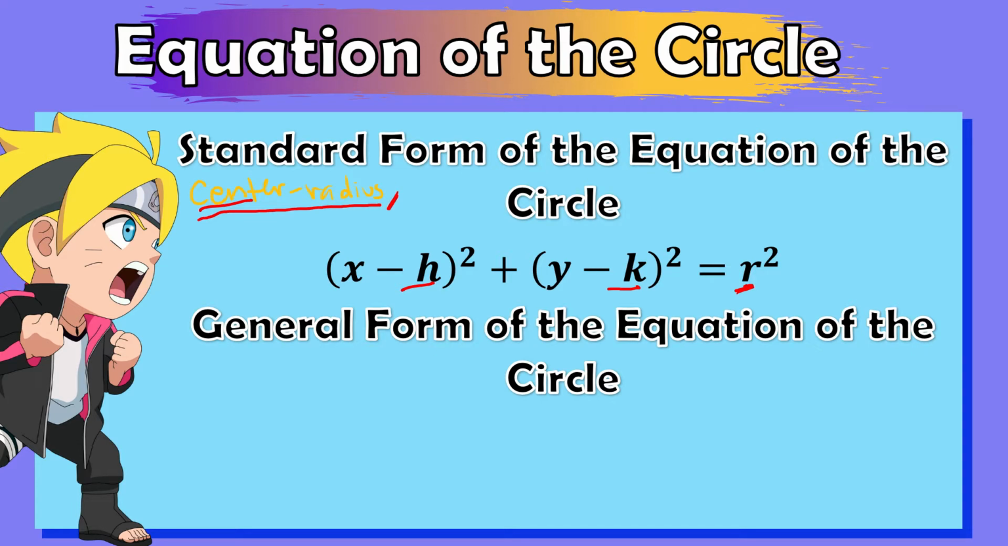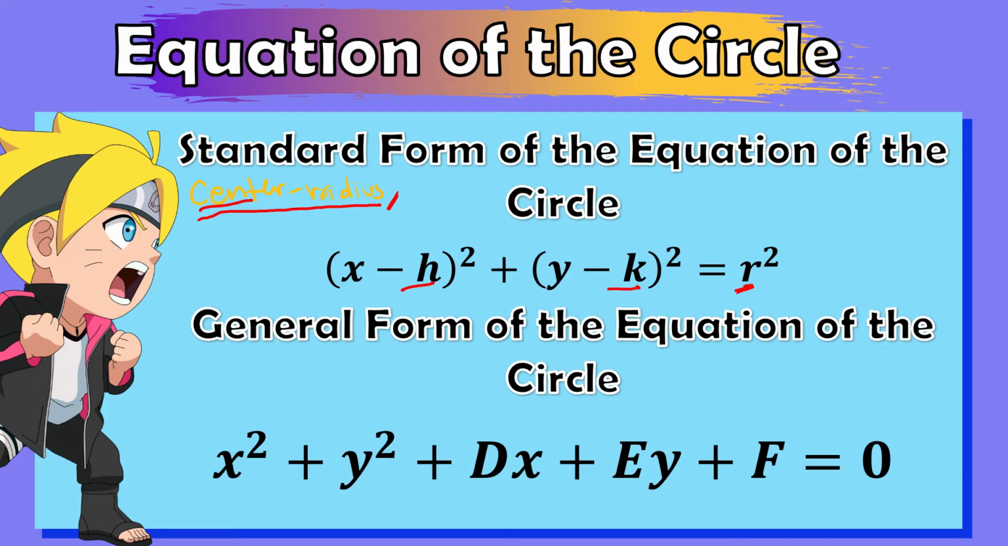Now, what is the general form of the equation of a circle? If the standard form is (x minus h) squared plus (y minus k) squared is equal to r squared, the general form is x squared plus y squared plus dx plus ey plus f is equal to 0, wherein d, e, and f are all constants, or real numbers. Then, how can we do this, let's say, if the standard form is given by this equation and we make it general form?